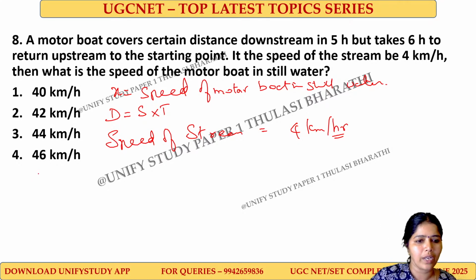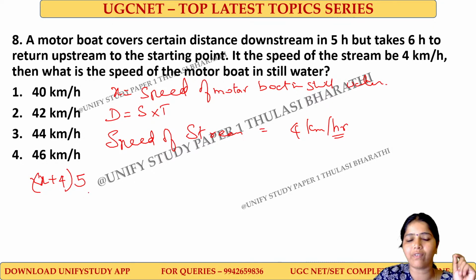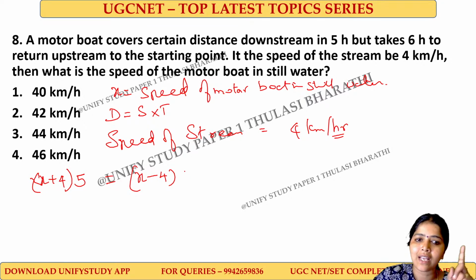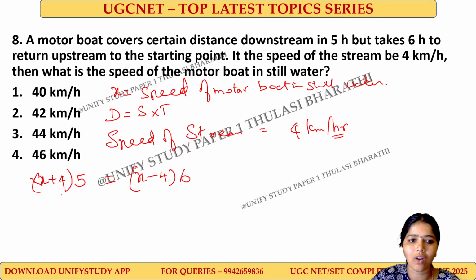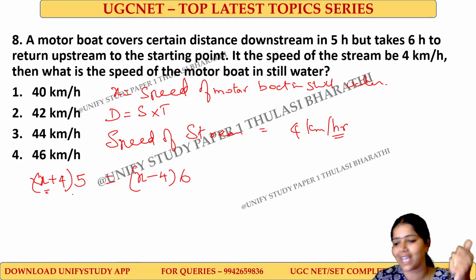Now we can do it: x plus 4. What is x plus 4? It is the speed of the downstream. What is the time taken? 5 hours. That is equal to, what is the speed of the upstream? It is x minus 4. What is the time taken? 6 hours. That's all. When I solve, I can find the value of x.